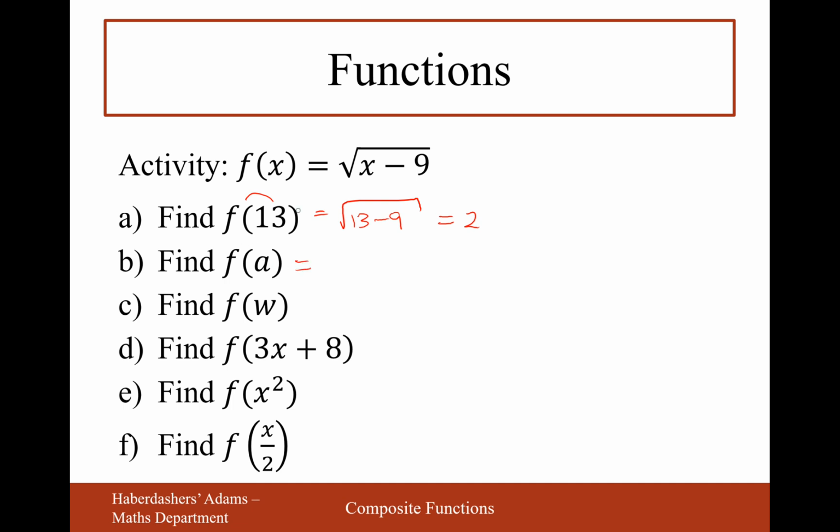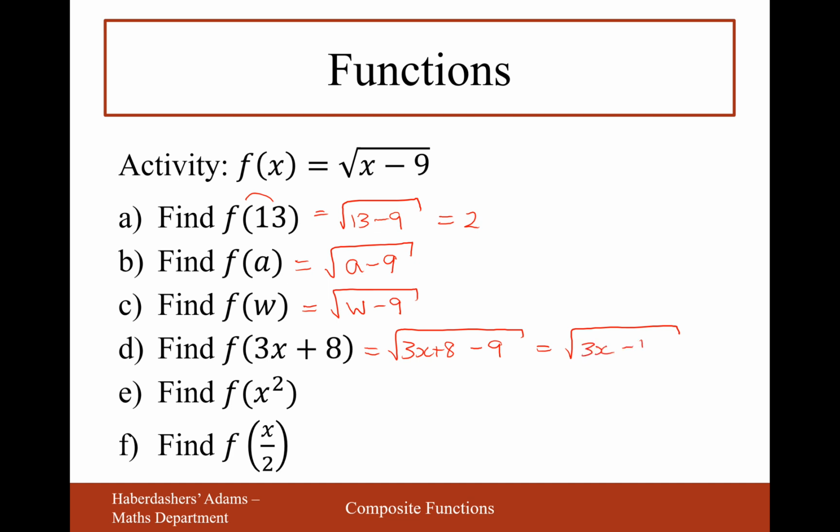Now let's put a into the function. So we're going to be replacing x with the letter a. So it's going to be a minus 9 square rooted. Putting w into the function now, that's going to make it w minus 9 all square rooted. Putting 3x plus 8 into the function, that's going to make it 3x plus 8 minus 9. And we can simplify the inside of the square root here. That'll make it 3x minus 1 square rooted.